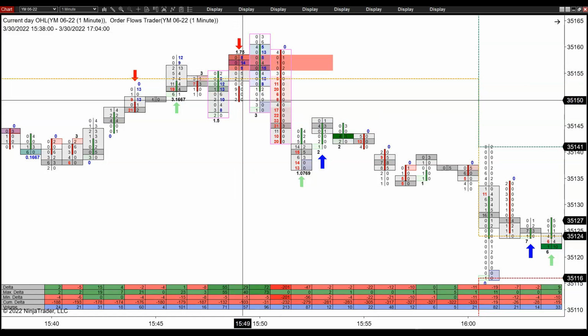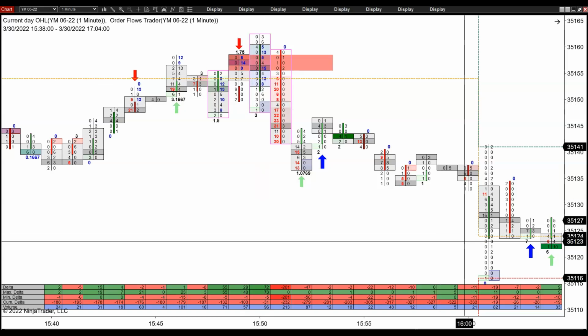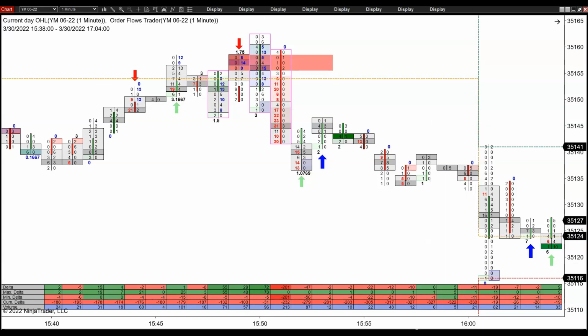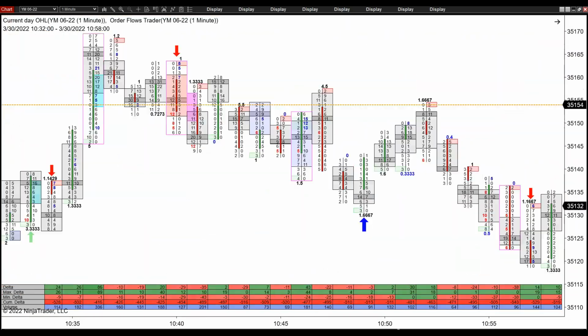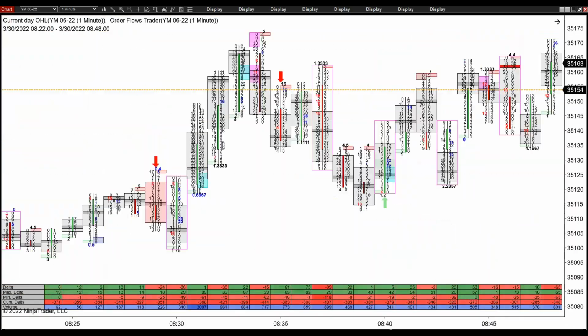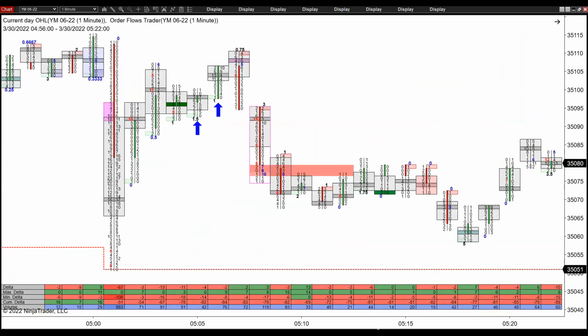This one's at 349, 350 in the afternoon. You only got 10 more minutes before CME shuts down. But again, it's not something you're going to get a lot of, but you should be on the lookout for them, because when they happen, it could result in some decent trades.